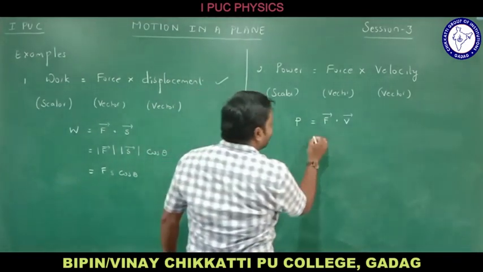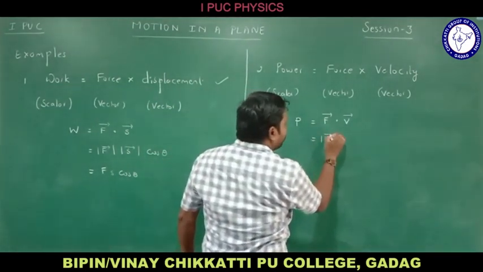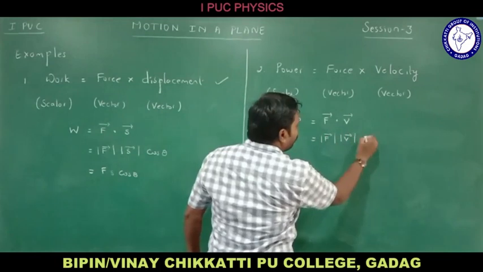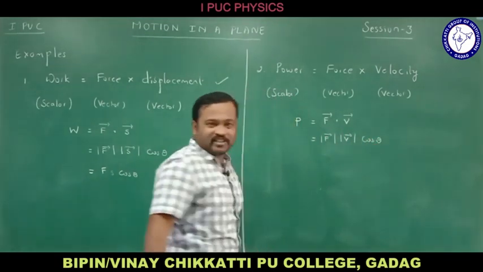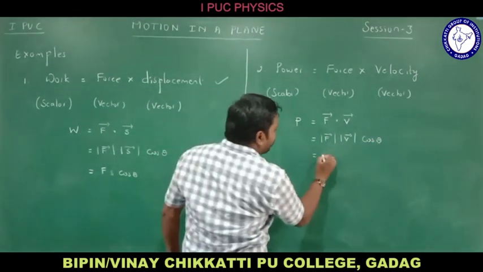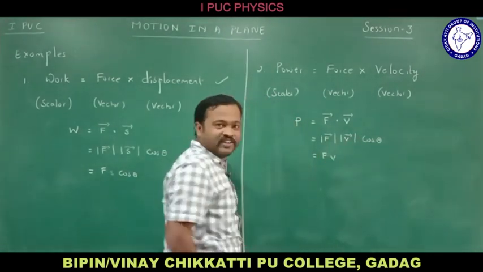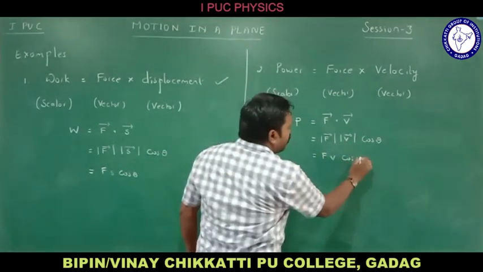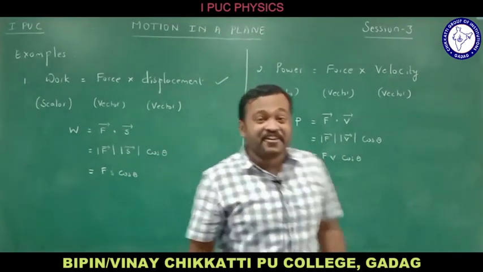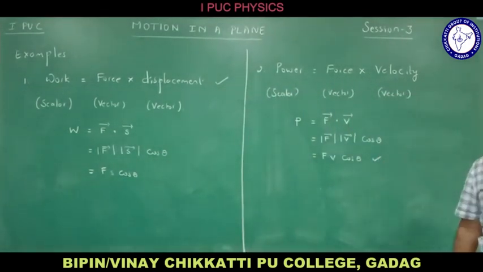Okay, shall I write like this? What is f dot v? Modulus of f, modulus of v, cos theta, right? What is modulus of f? F now here. What is modulus of v? Magnitude, that is only v now here. That is what we say now here, cos theta. That is p is equal to fv cos theta, and it is a scalar quantity, right?